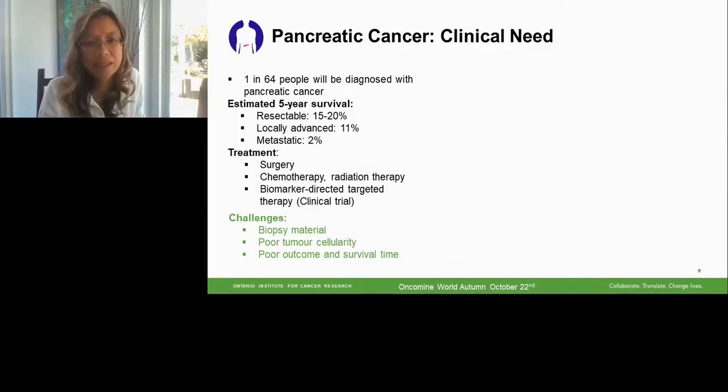Another cancer that has a clear clinical need is pancreatic cancer. Although much rarer than breast cancer, 1 in 64 people will be diagnosed with pancreatic cancer. And as you can see by the estimated 5-year survival, the outcome for these patients is quite poor.